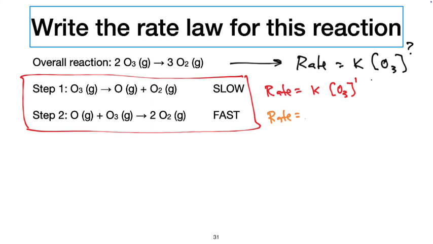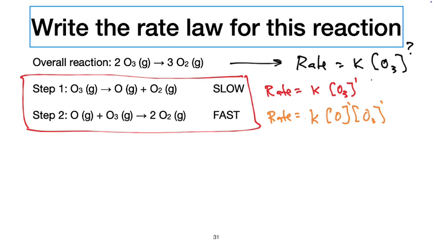Answer. The K, bracket O to the 1, and then bracket O3 to the 1. I'm allowed to pull those orders out because I'm looking at a mechanistic step. Only when I look at a mechanistic step can those orders be pulled out. That's the point of our mechanistic steps. Overall reaction, unclear. Maybe, maybe not. Elementary mechanistic steps, yes, I can absolutely use them.